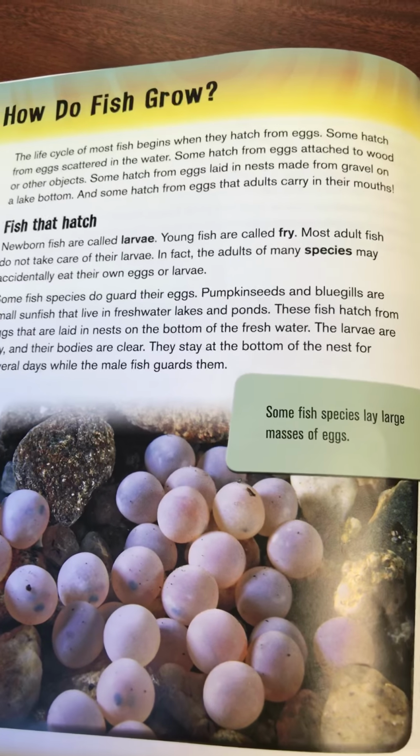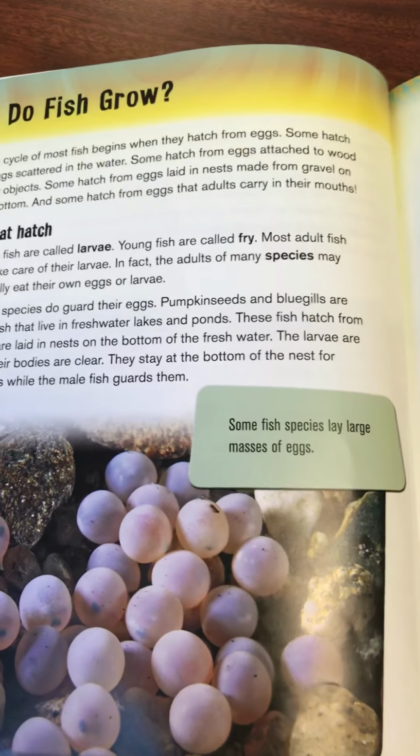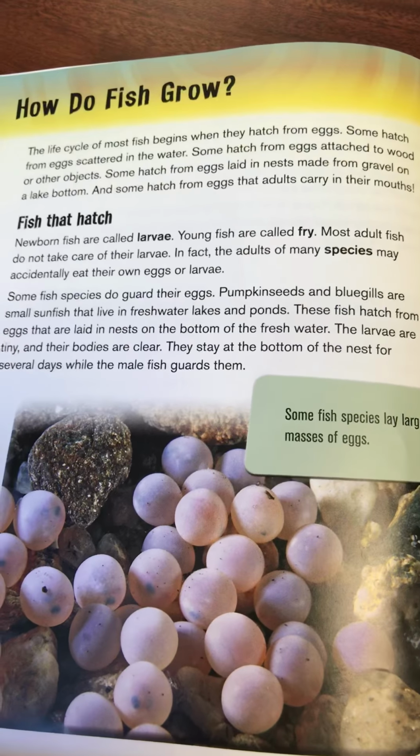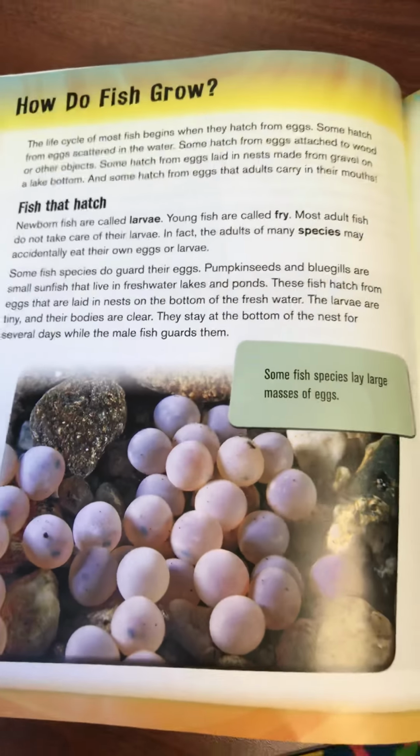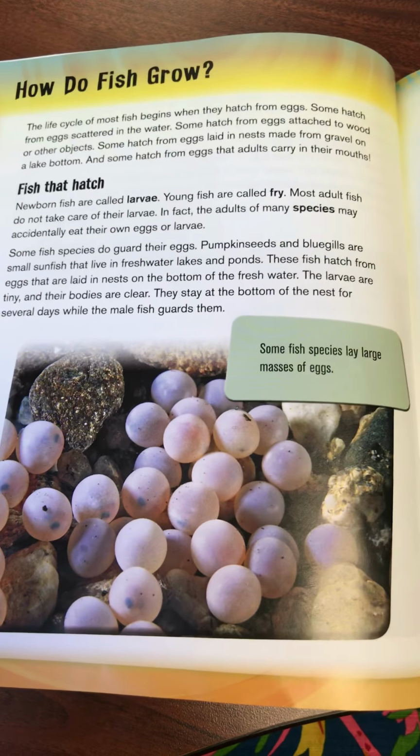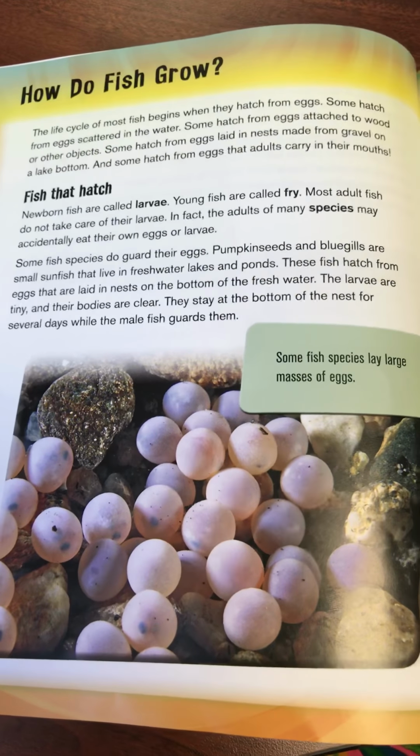Some hatch from eggs scattered in the water. Some hatch from eggs attached to wood or other objects. Some hatch from eggs laid in nests made on gravel on a lake bottom. And some hatch from eggs that adults carry in their mouths.